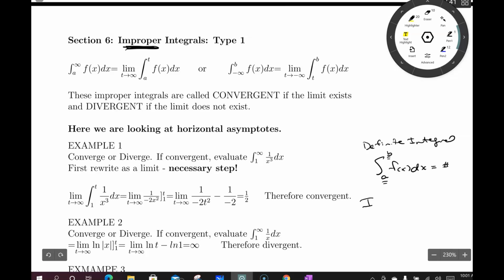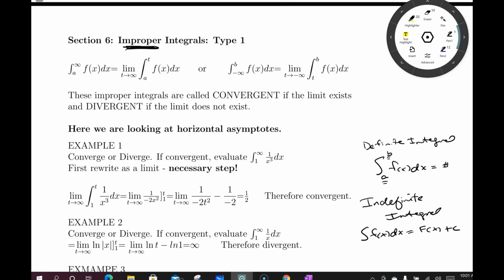An indefinite integral is just the integral of f of x, and that gives us just the antiderivative plus C. Okay, so this is a number, this is an antiderivative. What is this? This is going to have something to do with infinity or negative infinity.